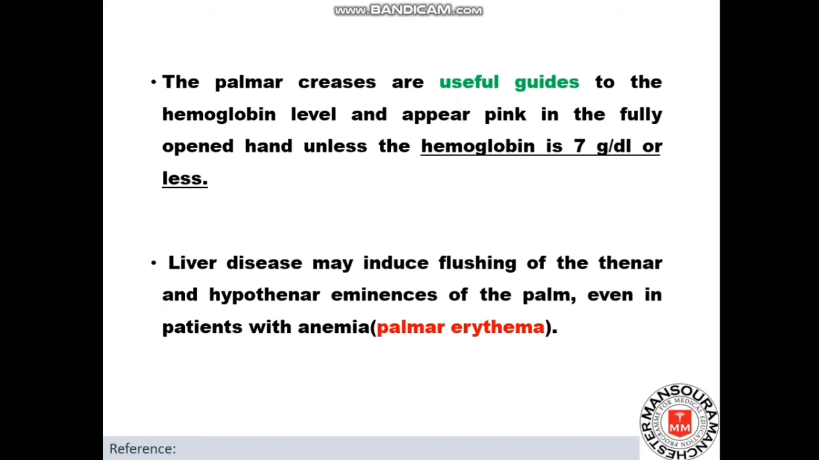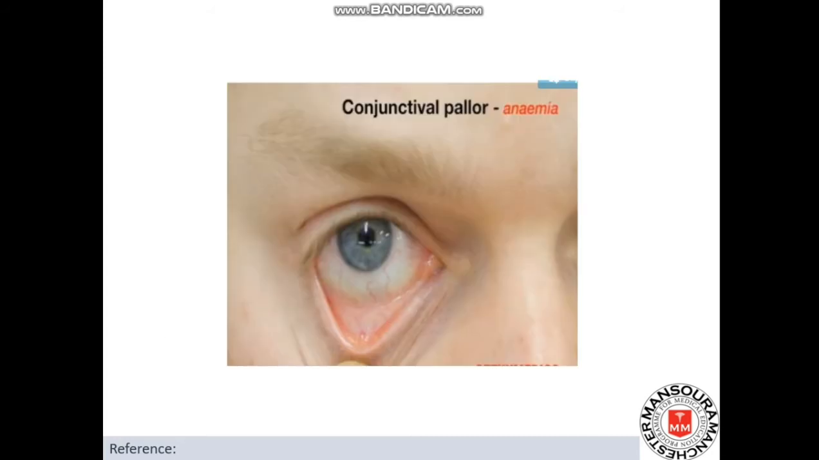Liver disease may induce flushing of the thenar and hypothenar eminence of the palm, even in patients with anemia. This sign is called palmar erythema. This figure shows the palpebral conjunctiva, showing pallor.